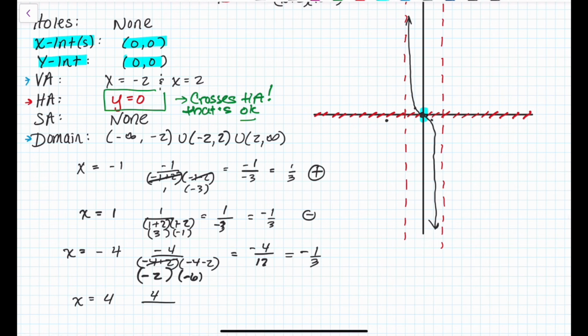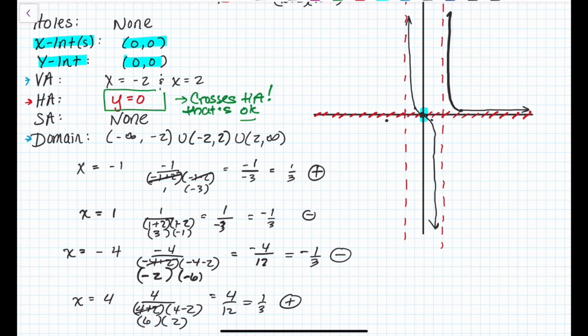And likewise, when I plug in x equals 4, I get 4/6 times 2, which is going to be positive 1/3. And again, I'm just trying to kind of eyeball what section of the graph this will be in. Because in these far sections, the graph is not likely to cross the horizontal asymptote, and it definitely will not cross the vertical asymptote.